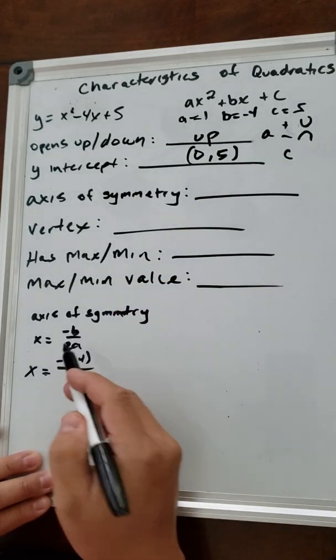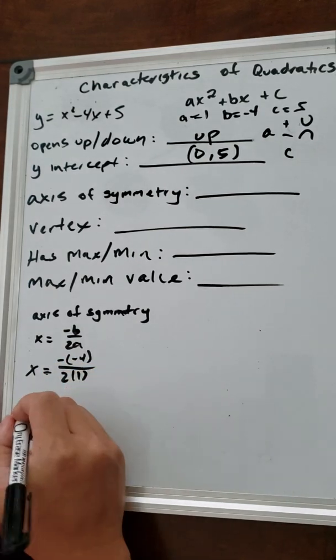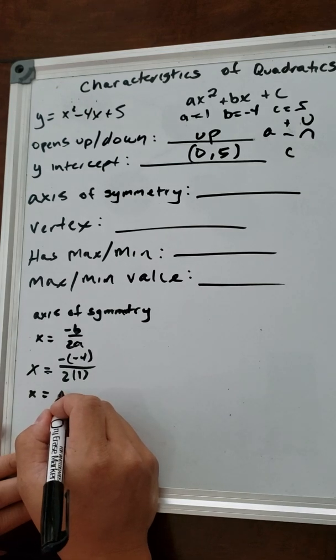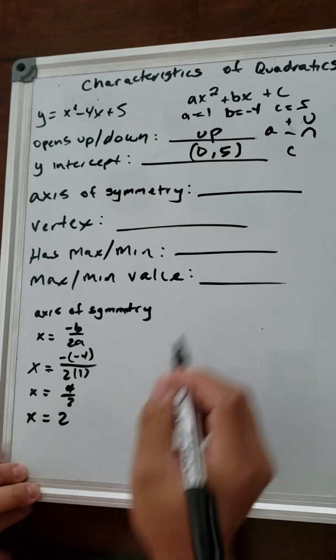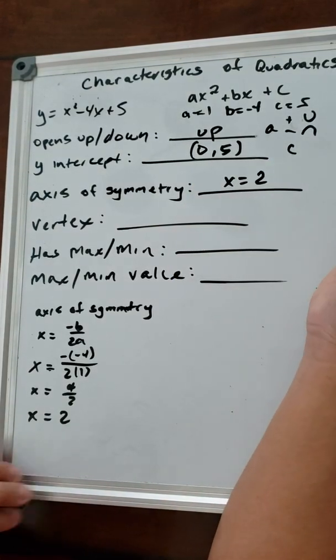So I want parentheses negative 4. And then 2 times, what's my a? My a is 1. So this gives me x equals negative. Negative becomes a what? Positive. So it's going to be 4 over 2. So x equals 2. And that's how I have to write my axis of symmetry. It's going to be x equals 2.